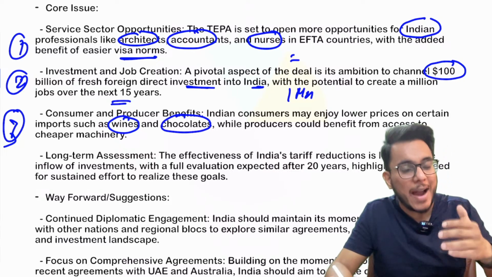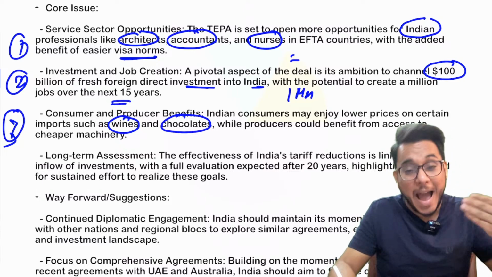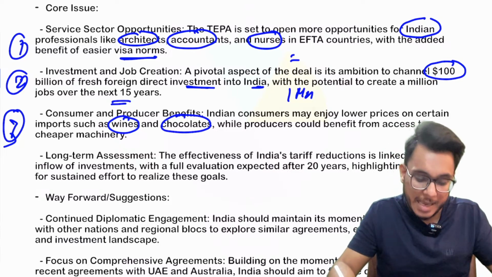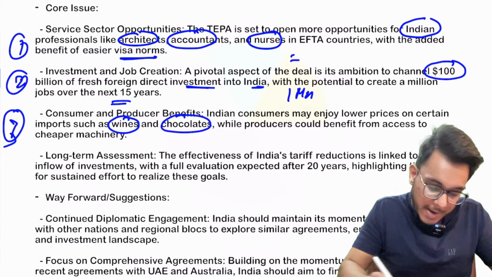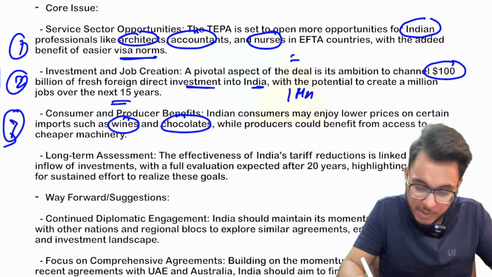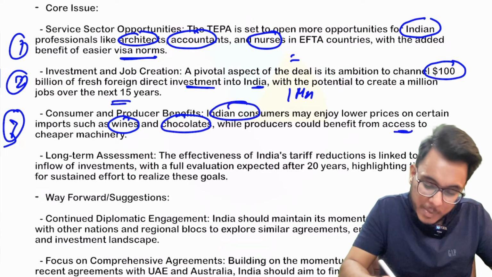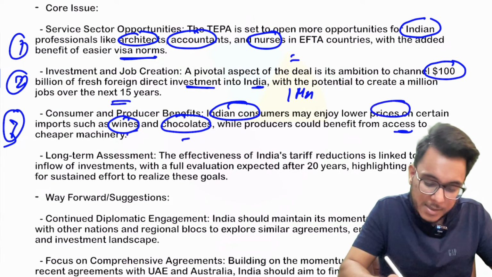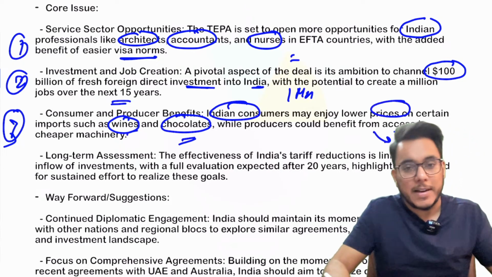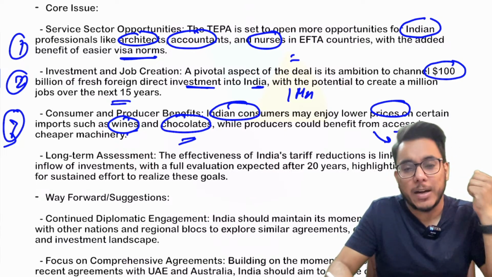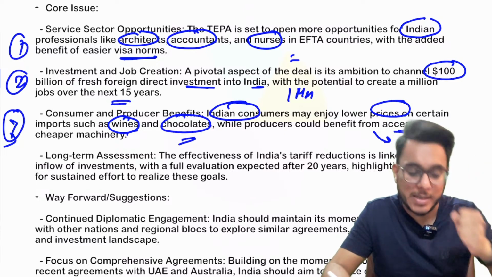Right now, a lot of high tariffs are imposed, but as the tariffs will go down because of this agreement, the producers in those countries will benefit from access to the Indian market. Basically, Indian consumers will enjoy lower prices on wines and chocolates. Also, the producers can get better machinery, better technologies, better equipment.